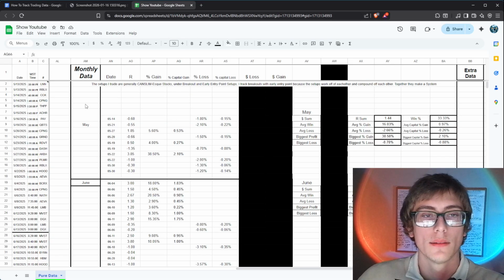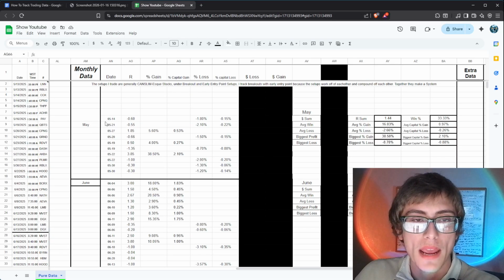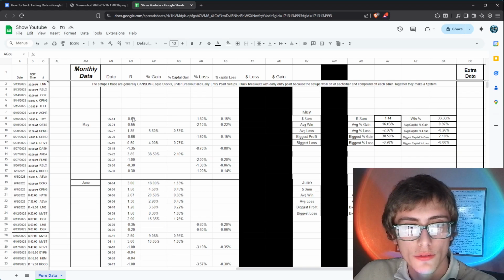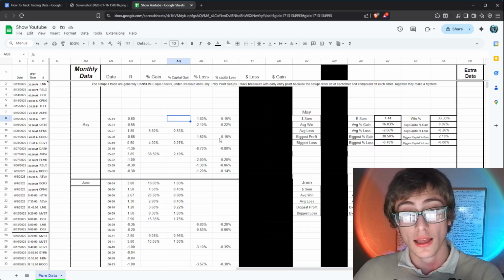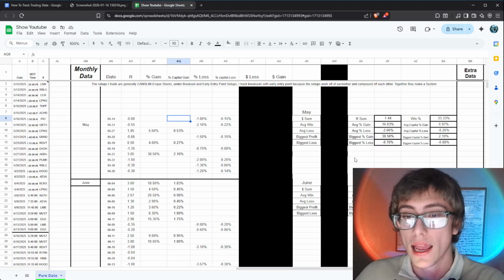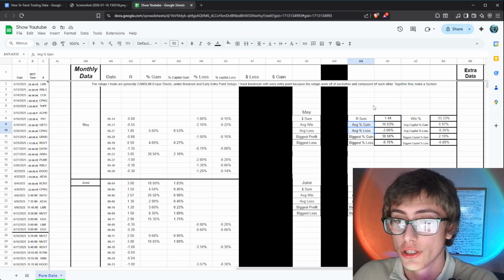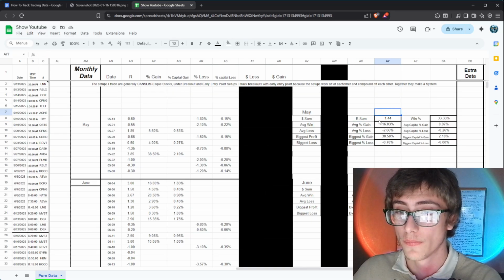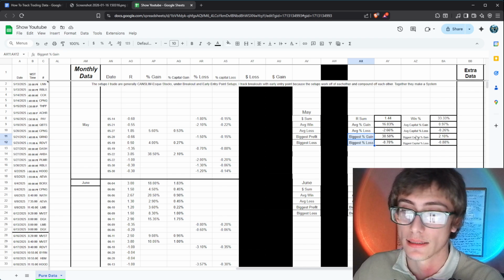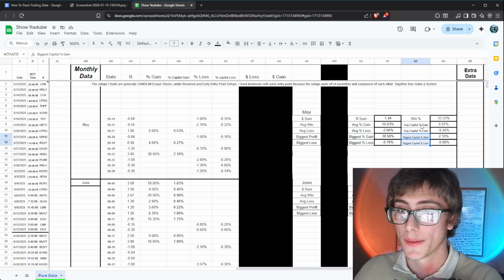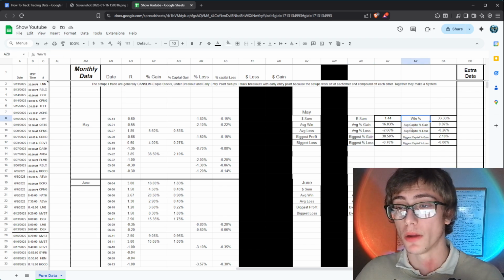So monthly data. Here's May, for example. I have my R return, my percentage gain, my percentage capital gain, percentage loss, percentage capital loss. That's all I really need personally. And then I deduce my averages, the sum, the R sum or the dollar sum for the month. And then I go over my biggest gains or my biggest losses, and also the month's win rate.